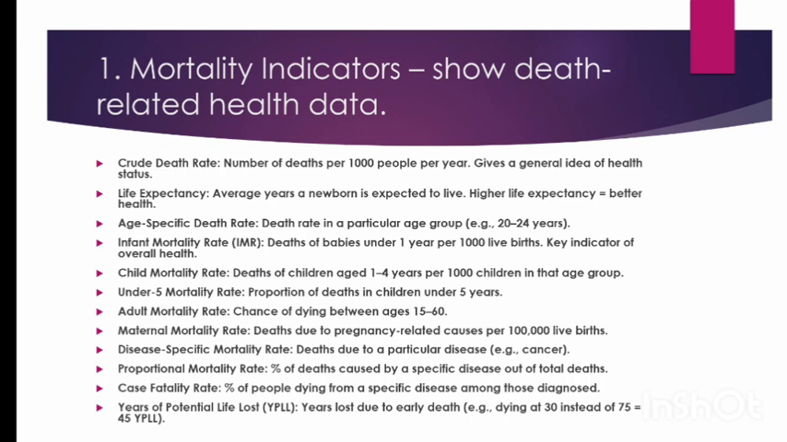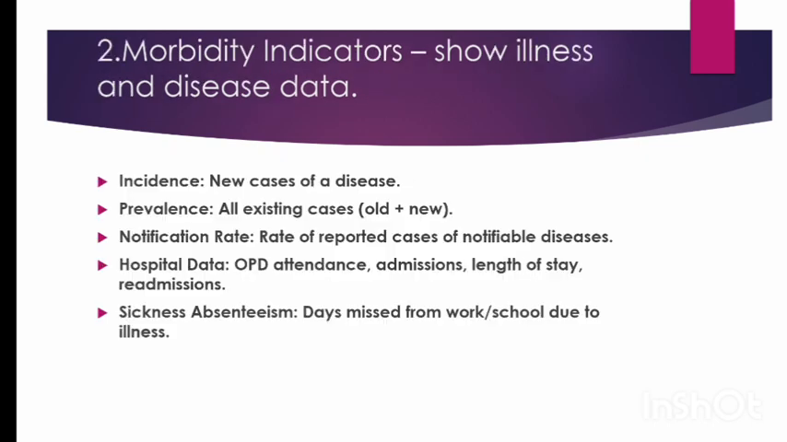Adult mortality rate, chance of dying between ages 15 to 60. Maternal mortality rate, deaths due to pregnancy-related causes per 100,000 live births. Disease-specific mortality rate, deaths due to a particular disease, e.g., cancer. Proportional mortality rate, percent of deaths caused by a specific disease out of total deaths. Case fatality rate, percent of people dying from a specific disease among those diagnosed. Years of potential life lost, YPLL, years lost due to early death, e.g., dying at 30 instead of 75 equals 45 YPLL.